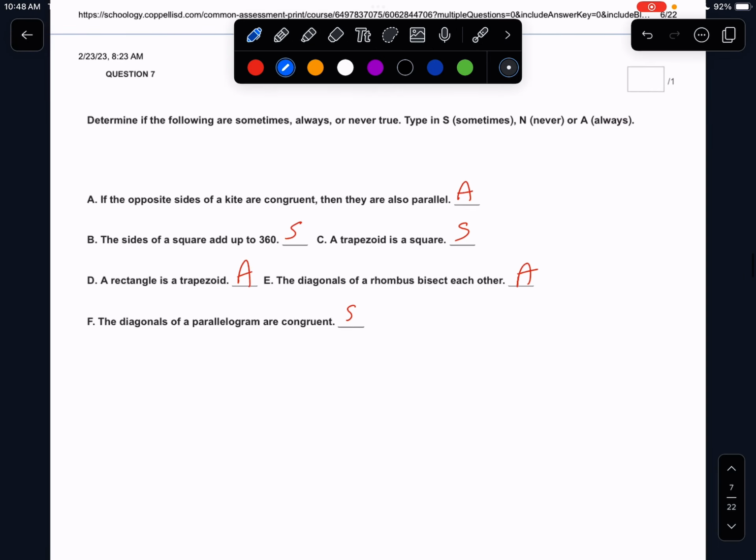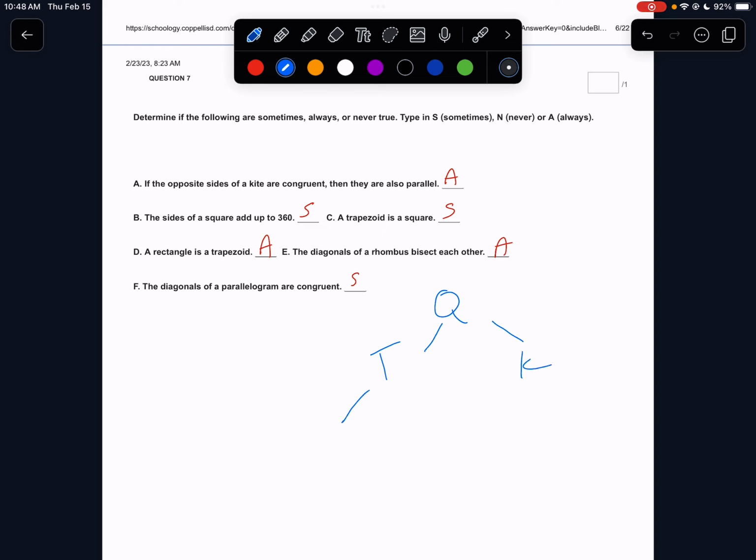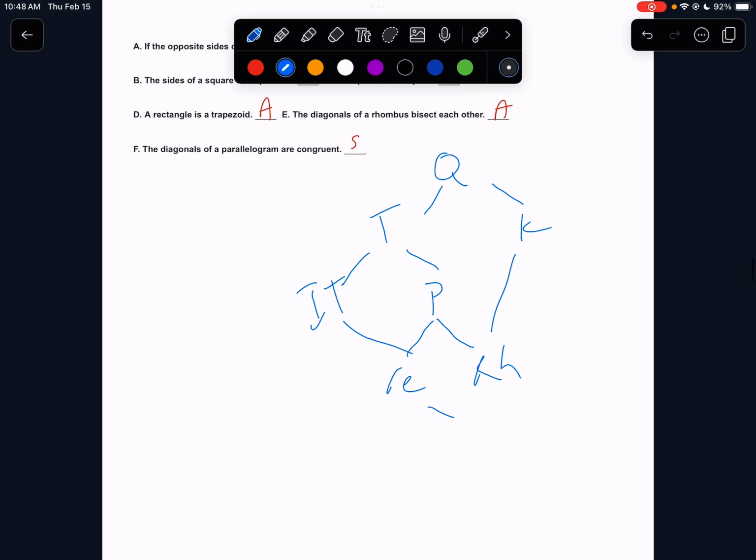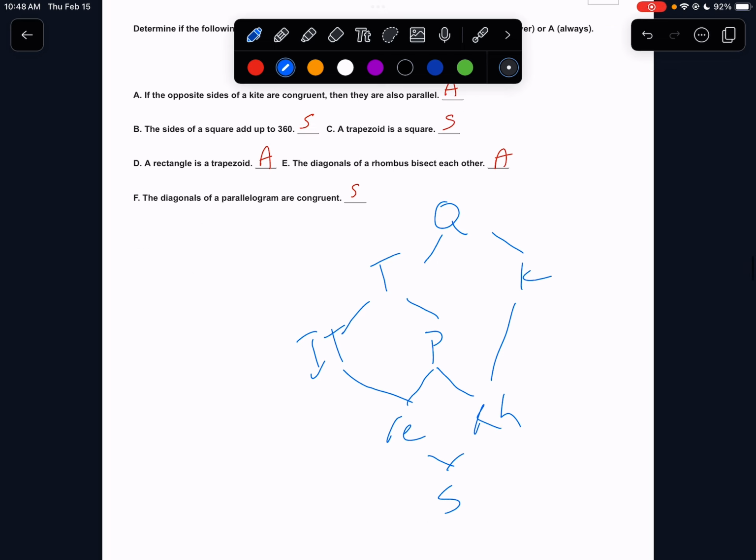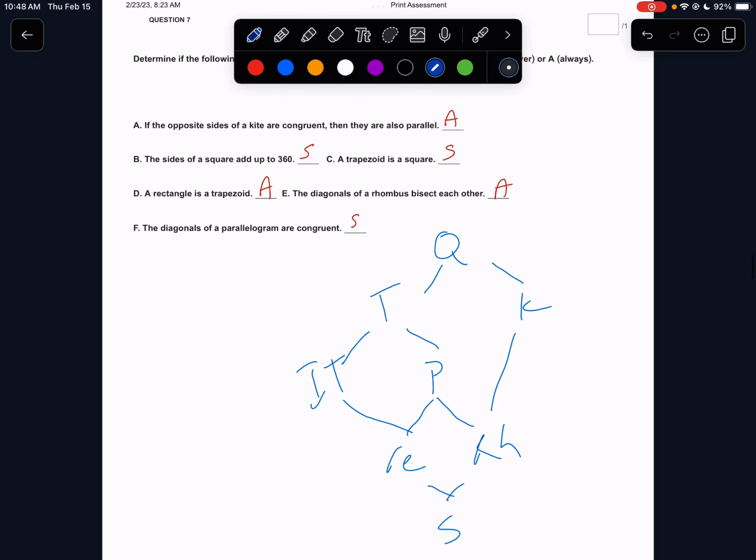Question 7, determine if these are sometimes, always, or never true. I said I wasn't going to keep drawing this, but you really need to have the tree. I hope you know how to use the tree. I bet you do. Let's go way down here. So we got rectangle, rhombus, and square. You have to know what properties happen when. This can be really tricky. Let's go. We can do it.